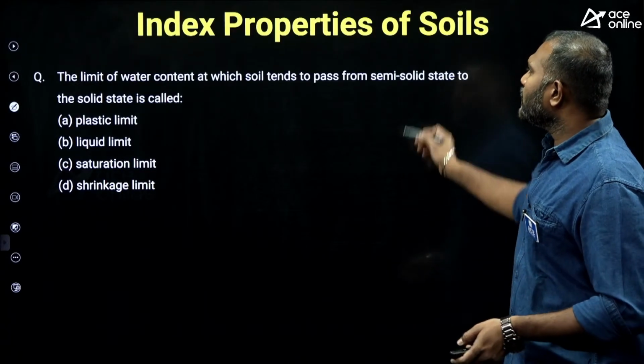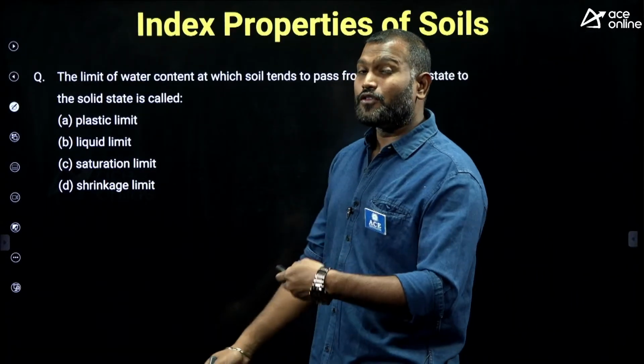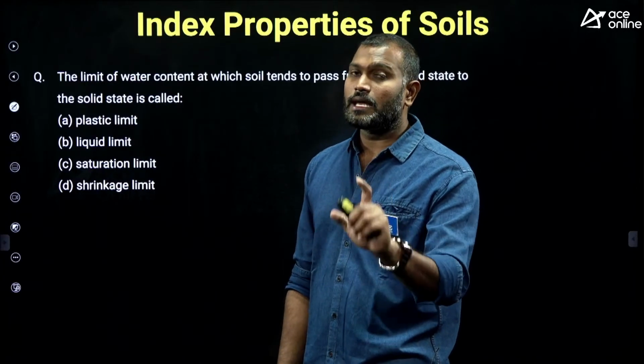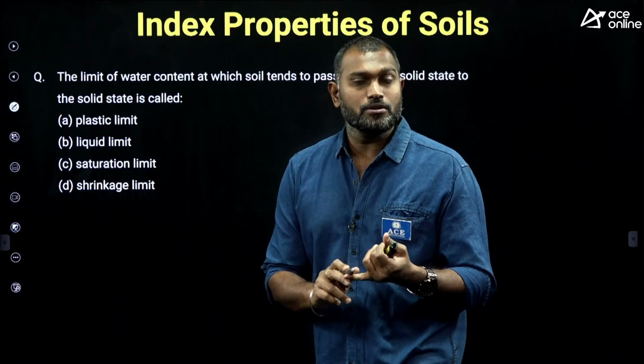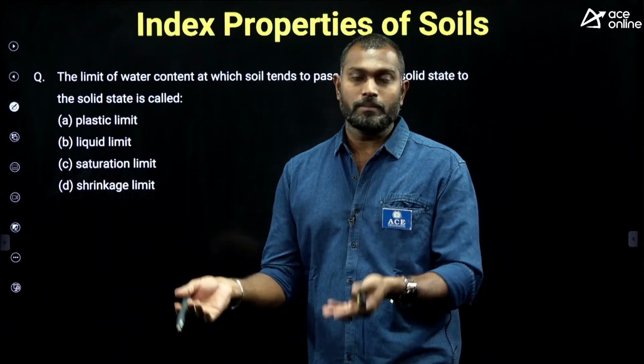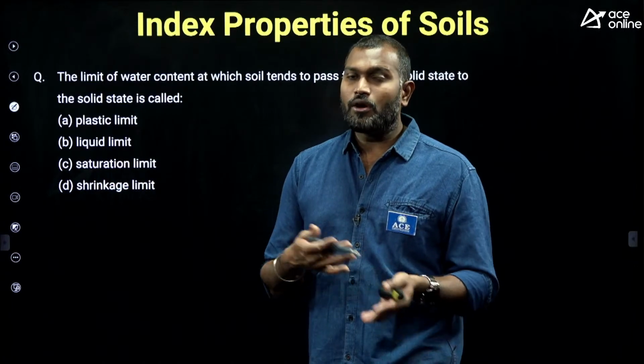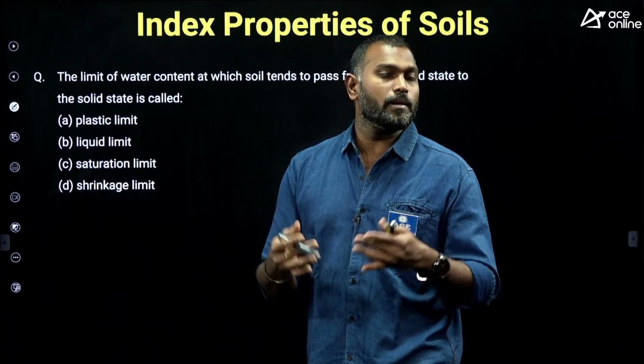Next, coming to the index properties of the soil. If you see the physical properties, majorly what are they asking? Properties only. What is the relation between void ratio and porosity? n is equal to e by 1 plus e, or e is equal to n by 1 minus n. And if they give gamma D, how do we find the void ratio? Gamma D is equal to G gamma W by 1 plus e.